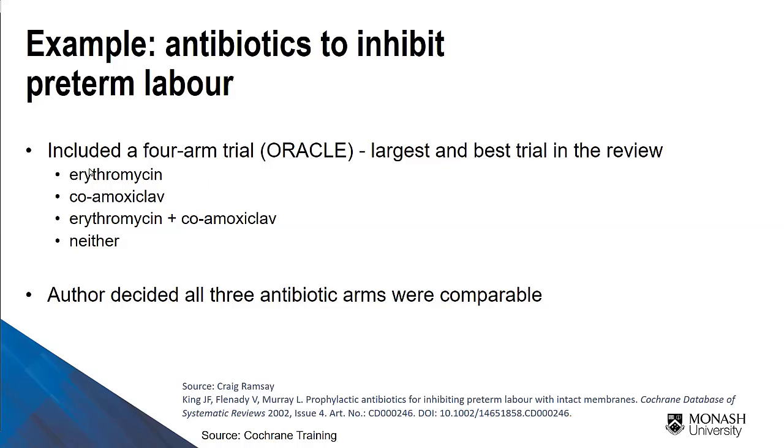And what we have here is 2 antibiotics, and those 2 antibiotics in combination, and a group where neither receive any antibiotics at all. And the authors decided that all 3 antibiotic arms were comparable because their question was a very broad question of whether antibiotics inhibit preterm labour. They weren't specifically asking which particular antibiotic might be most effective.